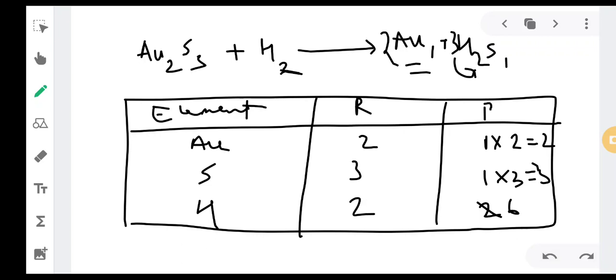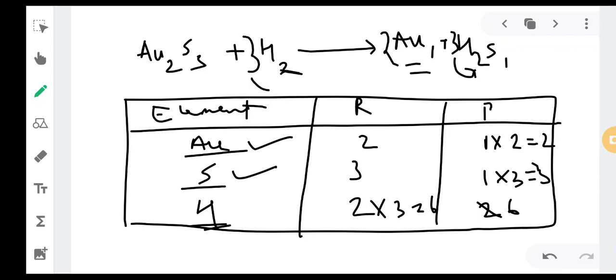So now what is unbalanced? Gold is balanced, sulfur is balanced. What is unbalanced is hydrogen. So how will you balance hydrogen? You need to make 2 into 6. How will you do that? Multiply this 2 with 3 and you will make it 6. So you need to multiply 3 over here, it will become 3 into 2, 6. And here also it is 3 into 2, 6 on the right hand side.